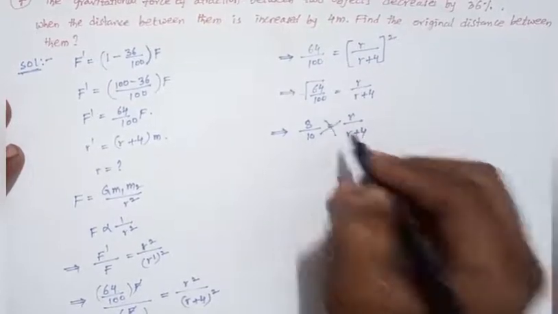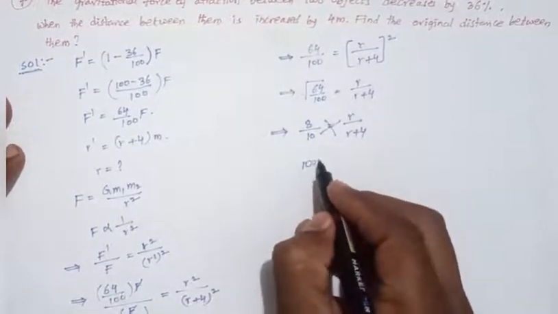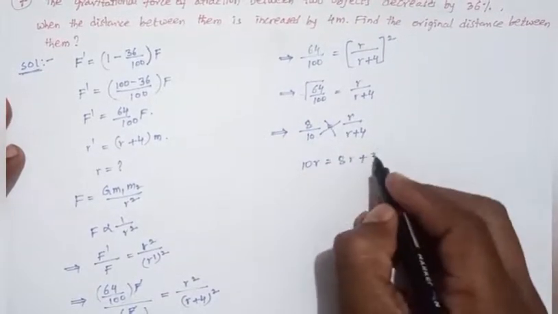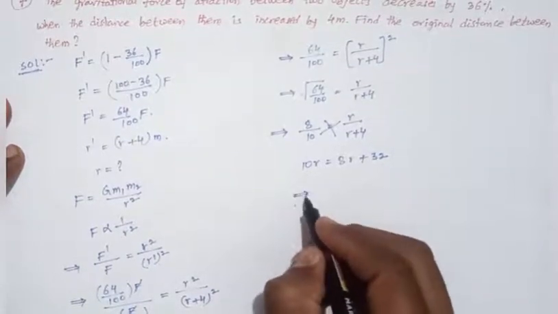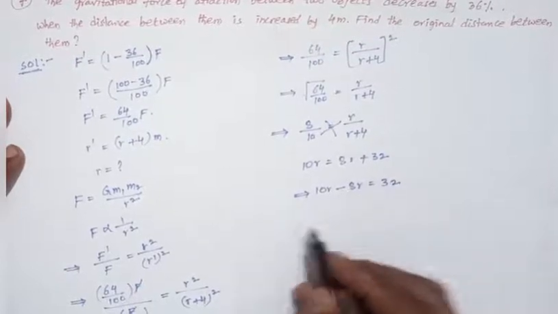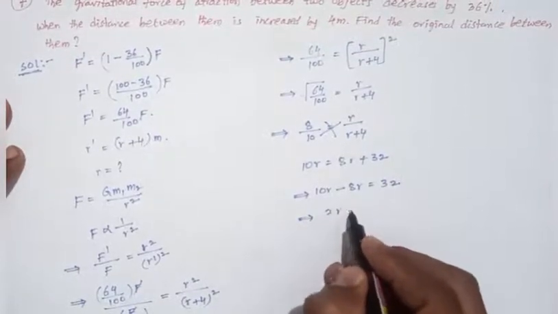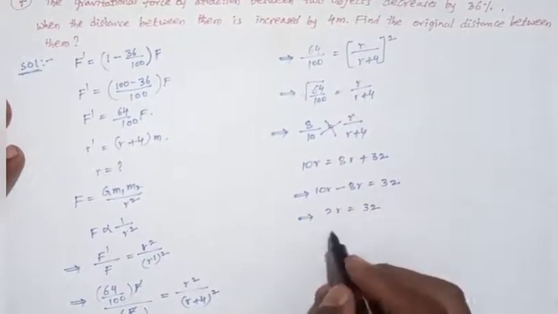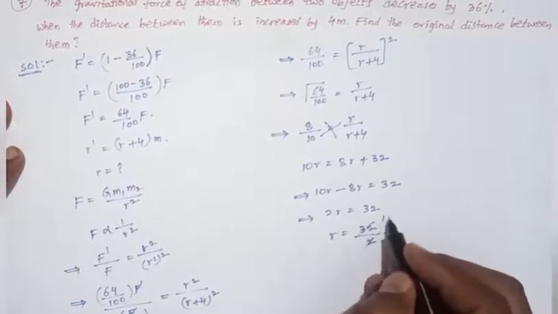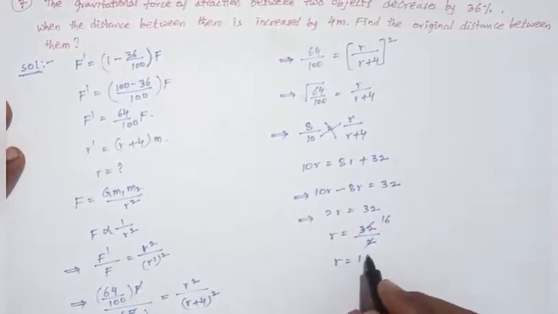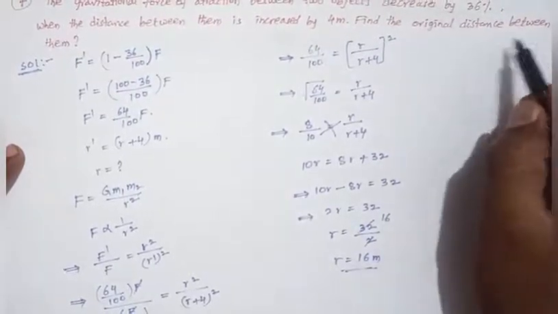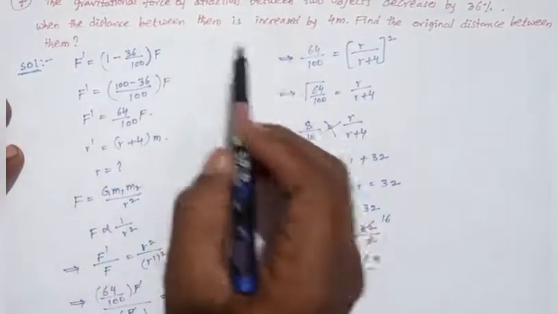We can take cross multiplication, so 10r equals 8r plus 8 fours, which is 32. So 10r minus 8r equals 32. Then 2r equals 32, r equals 32 by 2, so r equals 16 meters. So this is the original distance between the two objects.